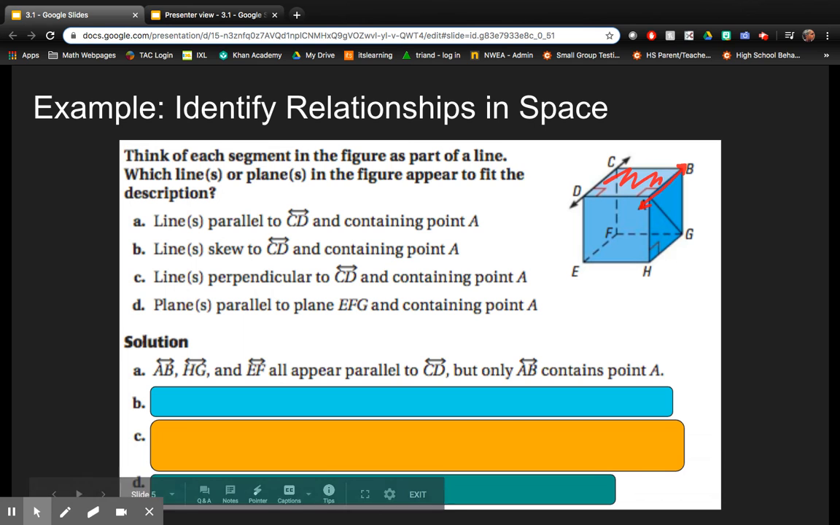There are other lines that are parallel to CD. HG is one of them, and EF is one of them. But the only one that goes through A would be this AB one right here.